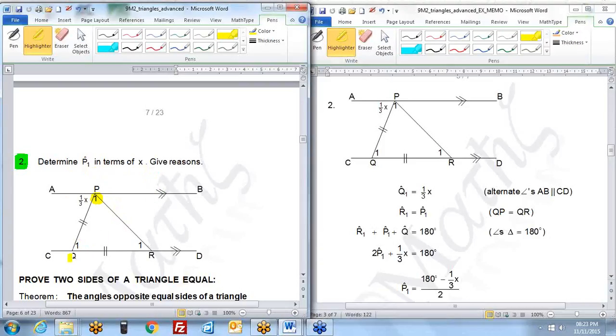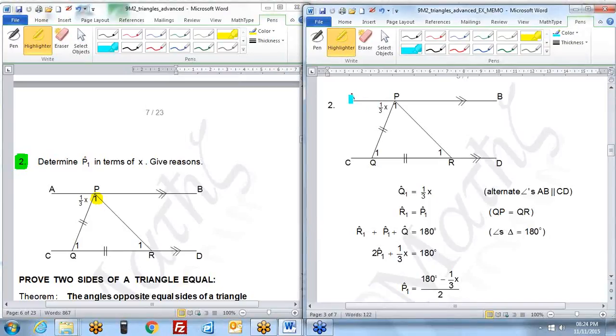So once again, they mention that QP equals QR in length. Therefore, angle P1 will be the same size as angle R1 because they're opposite these sides that are equal in length. But we just want the size for angle P1. So you say angle Q1 equals 1/3 times x. Because we have the following. And remember, now you have to use the information of last week or your previous lesson. So you have your parallel lines over here.